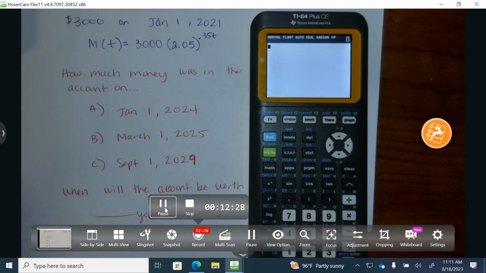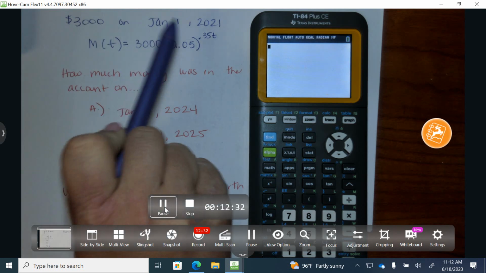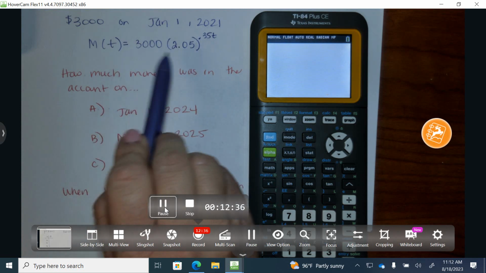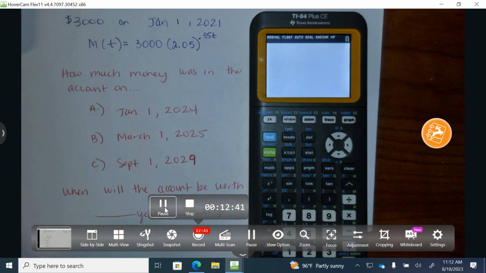Okay, practicing the second problem here. This time we are investing $3,000 on January 1st, 2021. This equation is going to model how much money is in the account, assuming that we never take money out or add to it. T is in terms of years.